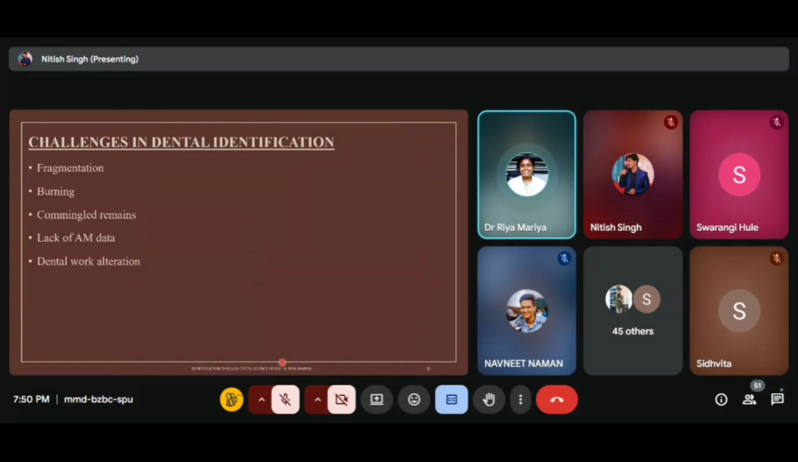And what are the challenges? We know fragmentation. There is very little chance to get the fragments, but even from the fragments, we are able to identify individuals. Then burning and commingling, we know that it will be mixed up, piled up, so it is very difficult at that time, but anyway we have to identify. And lack of antemortem data, I have mentioned that this is the most challenging. In the absence of antemortem data, it is very difficult for identification, or dental work alteration.